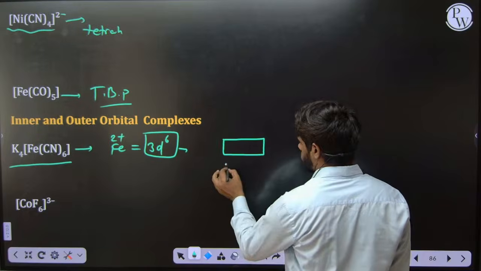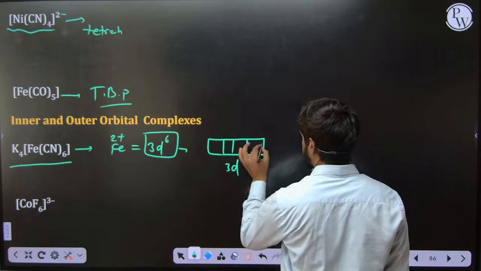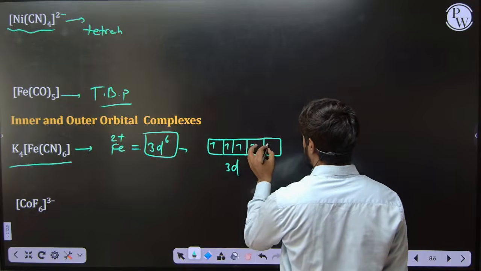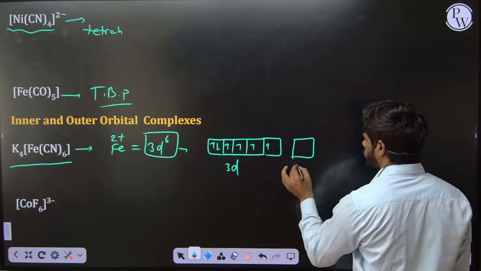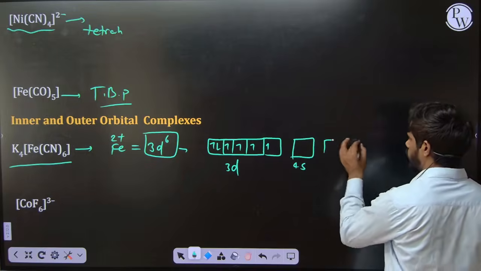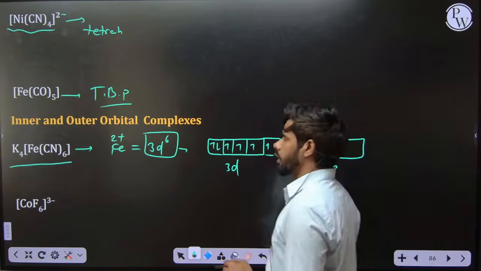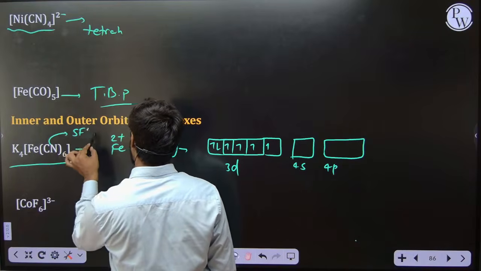This is 3d6. So the d orbital has 5, 1, 2, 3, 4, 5, 6. Next, the 4s is there, which is empty. Next, the 4p is there. Now it is given there. Here it is cyanide, which is a strong field ligand.